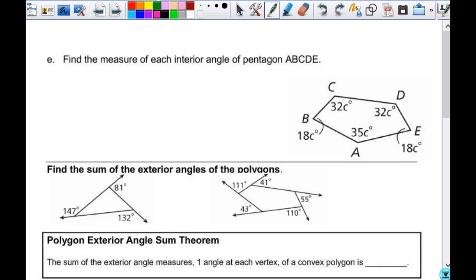All right, so this one says, find the measure of each interior angle of pentagon ABCDE. Since it's a pentagon, that means we know that n equals what? 5. All right. On the two problems that we did right before this, we found each interior angle.